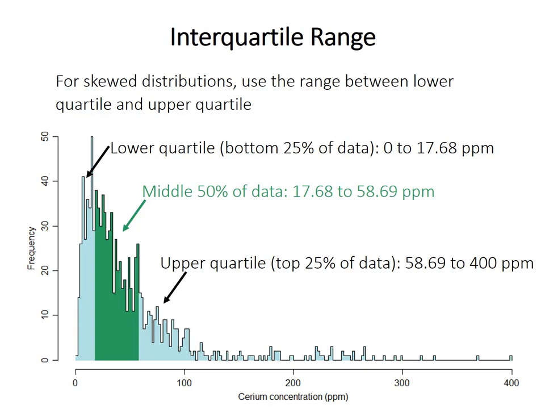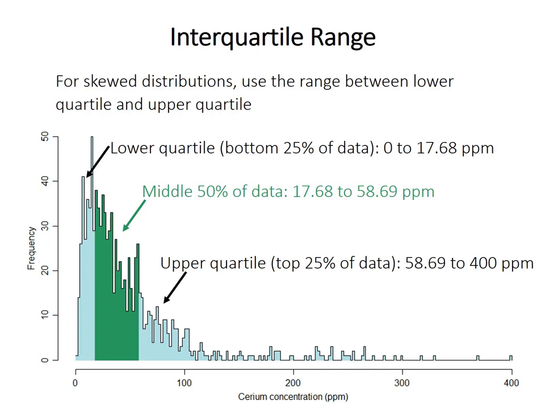Any data set can be divided into 4 quartiles: the lower 25%, the second 25%, the third 25%, and the upper 25%. And so the interquartile range is just the range spanned by the middle 50% of those data points, which is the dark green shading in this histogram here.